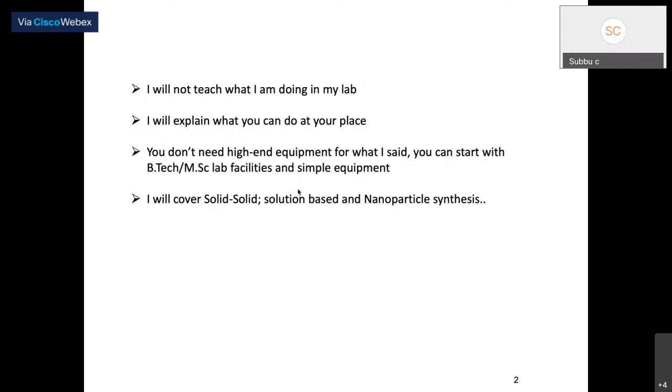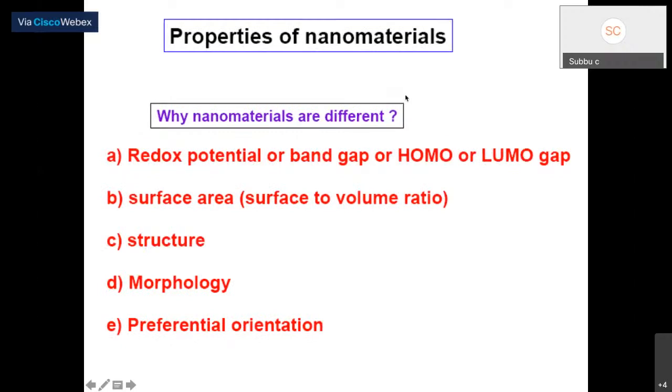So as always, I don't want you to use any sophisticated facilities for doing any of these things. I'm sure, since after spending nearly a week, by this time many of you are aware that these particles behave differently. Nanoparticles behave differently because of the change in the redox properties, increasing surface area, or sometimes even the structural aspects also come in the picture.